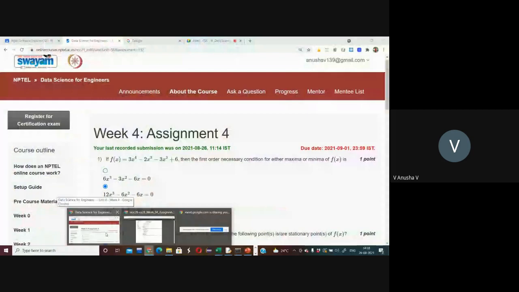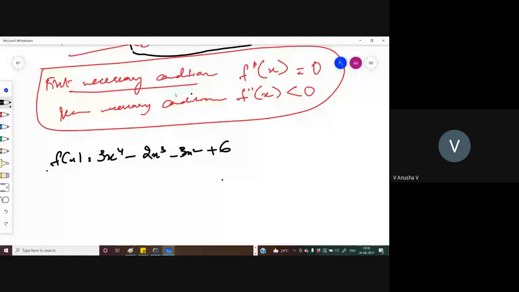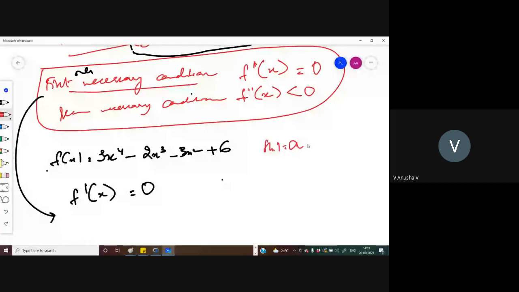So first I need to find the first order necessary condition, which will be f derivative of x equals to 0. So how can I calculate the derivative of this one is, let's suppose I have this f of x equals to a into x power n. So f dash of x, the derivative of this function, will be equals to a into n into x power n minus 1. Okay. So if I have x power n, then I can say n into x power n minus 1 will be the derivative of this. So similarly, I will try to find the derivative of this one.